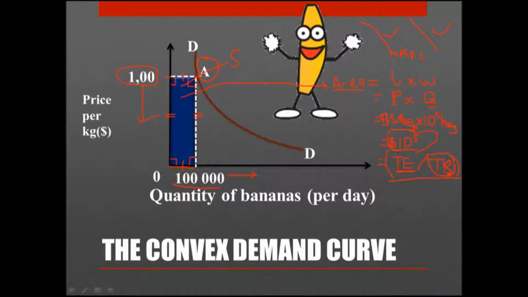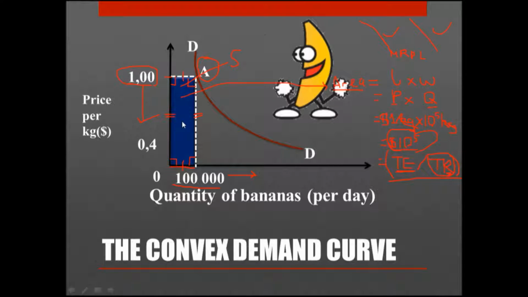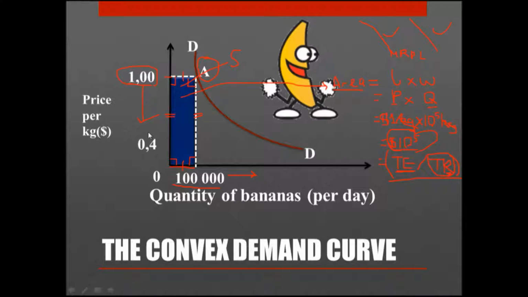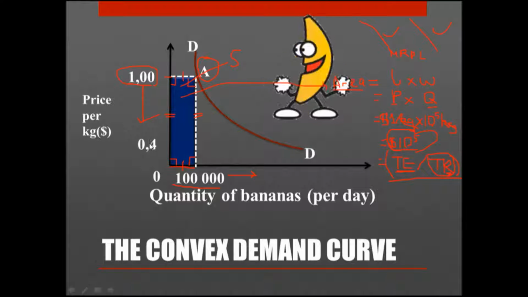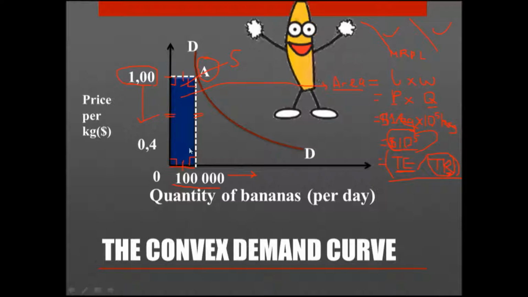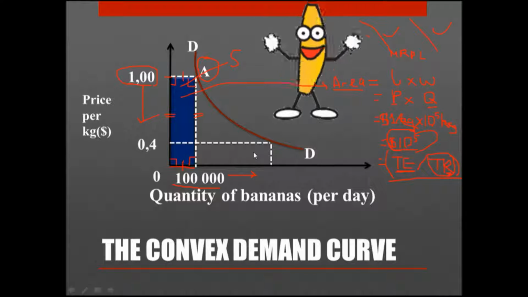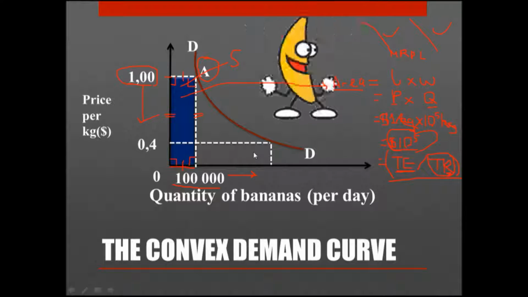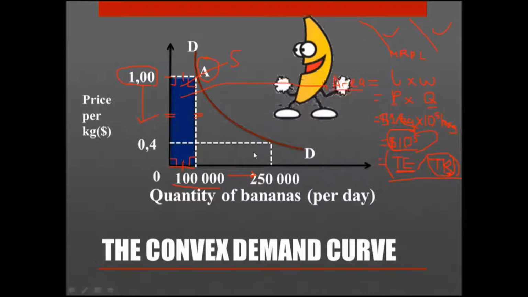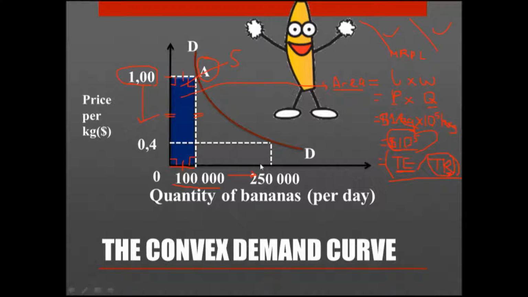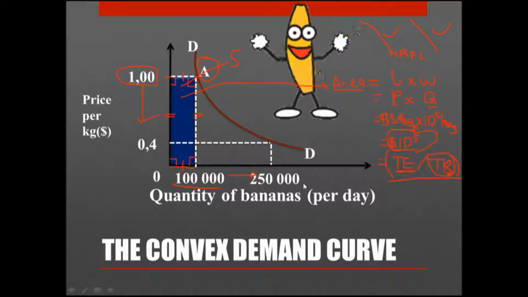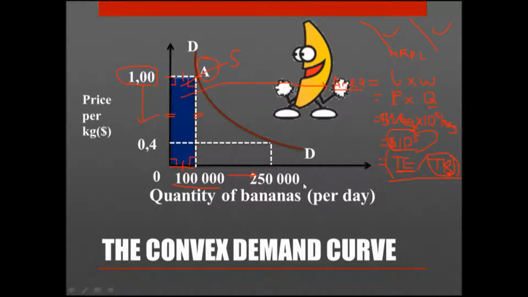So here we go, as we establish the other band of price and quantity. Now, suppose price falls to 40 cents per kg. How is this going to affect the quantity demanded? Well, as you can see, your quantity of bananas demanded expands to 250,000 bananas demanded per day.